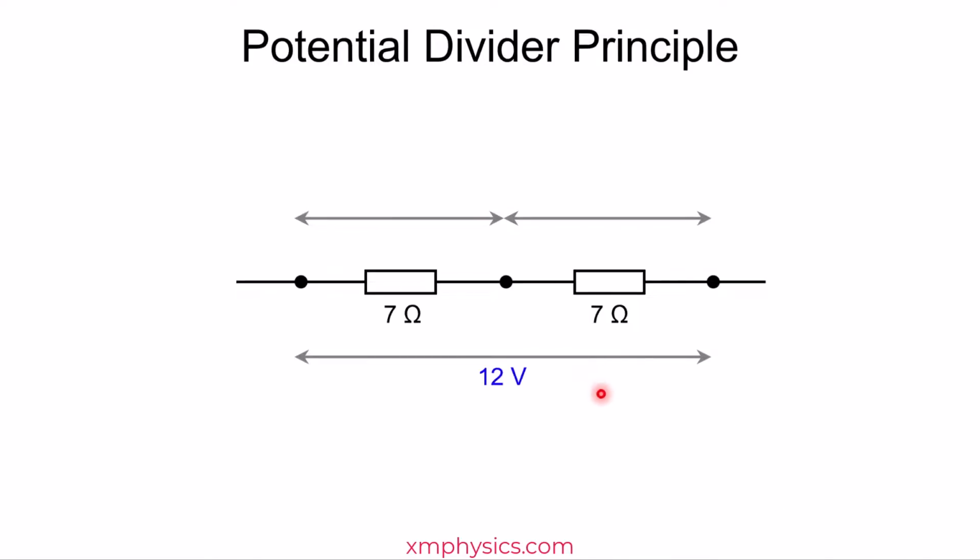Let's try it out with some numbers. Let's say we have 12 volts across these two resistors. What is the PD across each of them? Now since it's 7 ohms and 7 ohms, the 12 volts will be divided equally. So it will be 6 volts and 6. Easy, right? Okay, how about this one?